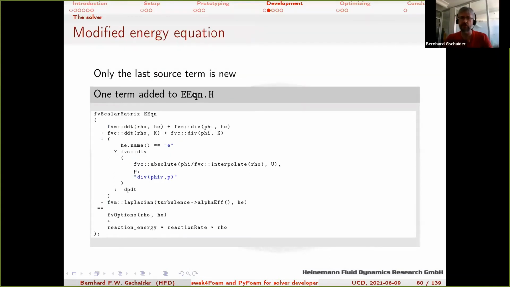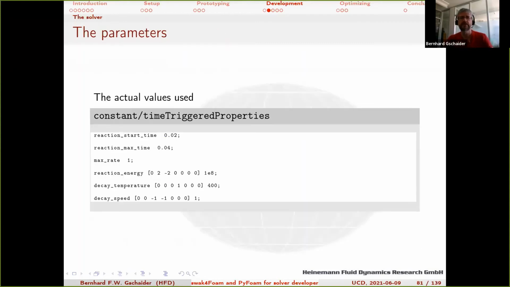The modification of the energy equation is trivial. Basically, everything except for these 2 lines, the plus reaction energy times reaction rate times rho, has to be added. That's the source term we're adding to it.